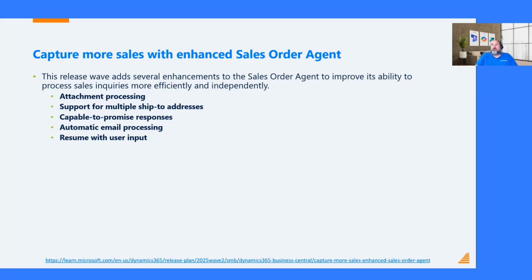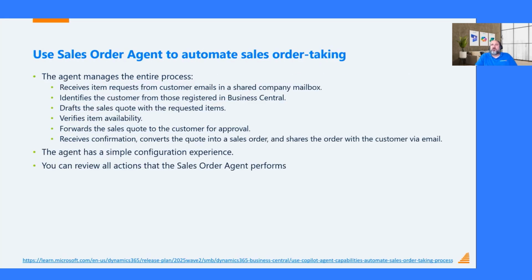You can also now automatically process your emails, so you don't have to review the emails before they get sent back. If you have been working with a sales agent for a while and you see that it's getting all of the emails correct and you don't need to review all the emails every single time, you can have the agent automatically reply without you having to review them. And then also you can resume with your own user input. So quite a couple of changes on the sales order agent.